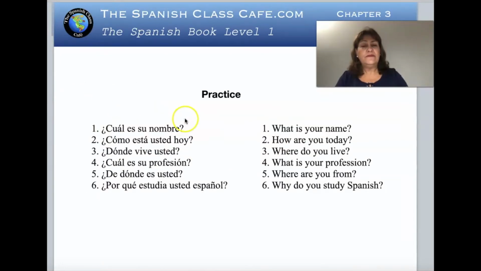Now, if you have been taking all my lessons, you will be able to answer these questions right here. That's how far we have gone. If you get the question word and then the verb to be, and you look up some other nouns in the dictionary, you will be able to build these questions as well as building the answers. We have here, ¿cuál es su nombre? What is your name? The translation is right next here. ¿Cómo está usted hoy?